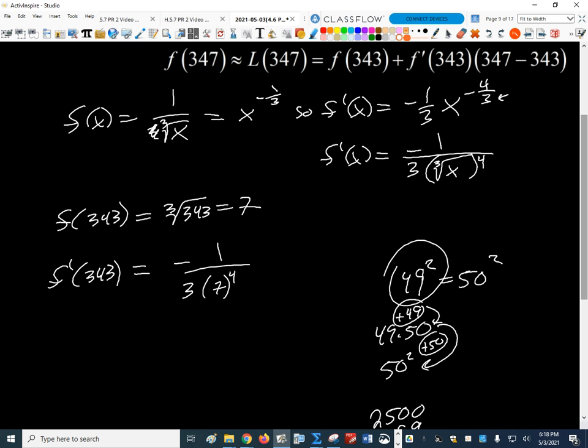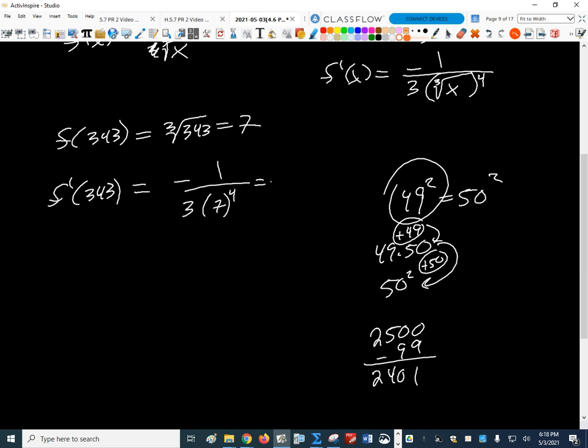Okay, back to the problem. So we know what f prime of 343 is. We know what f of 343 is. I guess we didn't actually finish this, did we? So this is negative 1 over 3 times 2401.